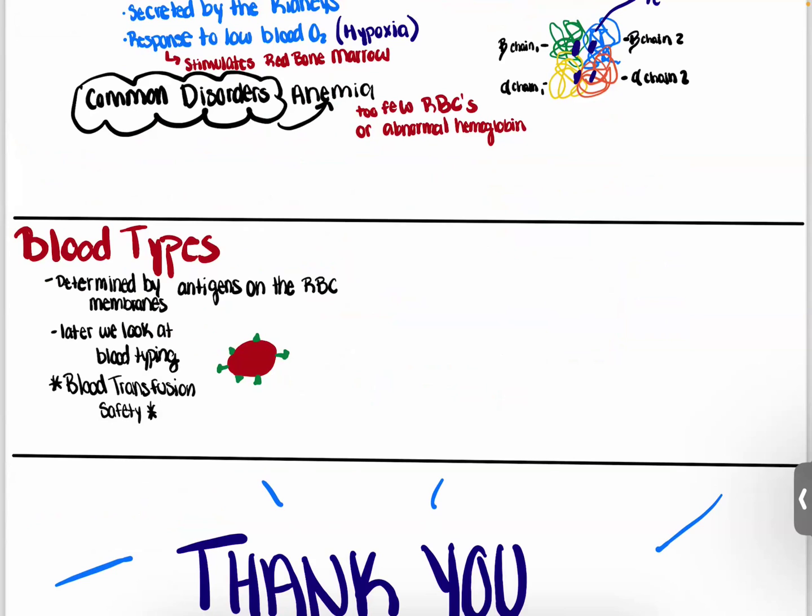These are determined by antigens that live on the surface of the red blood cell membranes. Over on the left, you can see a little depiction of a red blood cell. And then these green things sticking off of it are very poor illustrations, but illustrations nonetheless, of what those surface antigens would look like. Later in the module, we will look more into these antigens on the surface of red blood cells during the immune system unit.